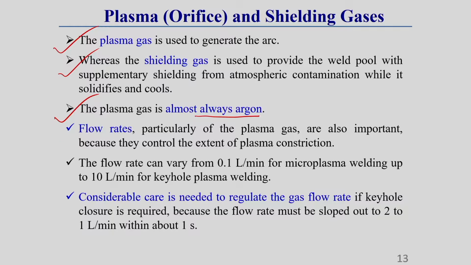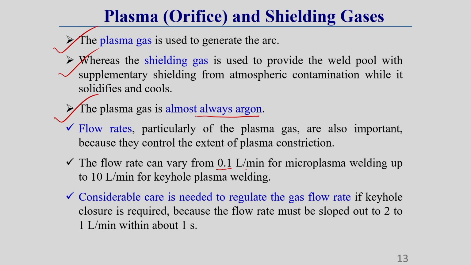The flow rate of this plasma gas is a very important thing, that I will show you in the next slide. Always keep this in mind: the higher the range of current, the higher should be the flow rate. So, if in a welding operation the current is more, the flow rate will be more. Flow rate means flow of this gas per unit time. If the current is lesser, then the flow is less. Like in case of microplasma, you can get a flow rate varying from 0.1 liter per minute. For keyhole mode, there can be a flow rate of 10 liter per minute.